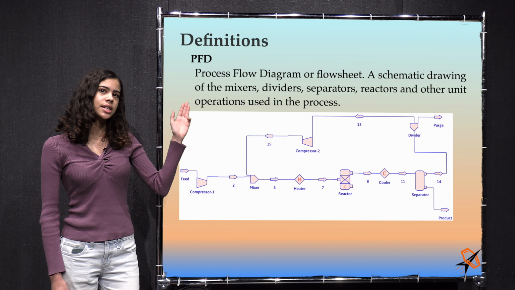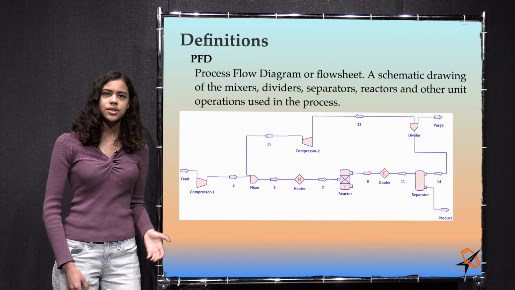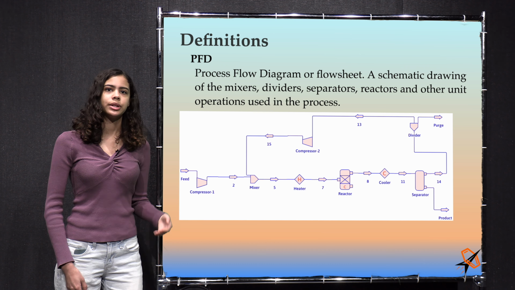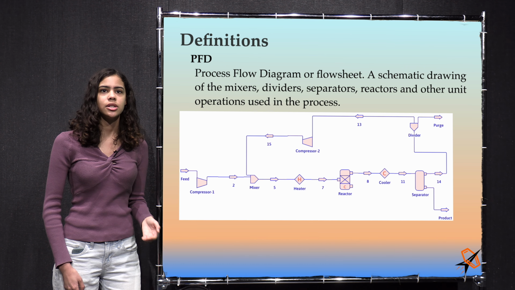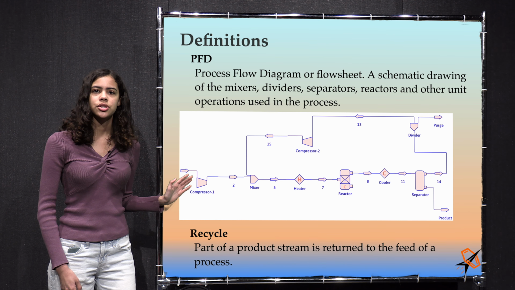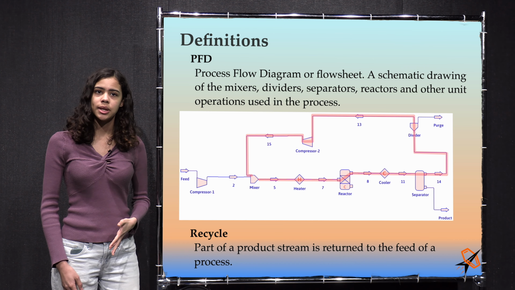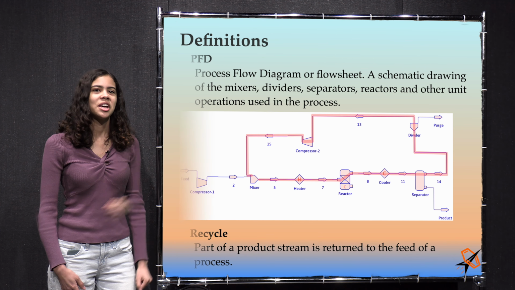PFD. Process flow diagram or flow sheet. A schematic drawing of the mixers, dividers, separators, reactors, and other unit operations used in the process. Recycle. Part of a product stream is returned to the feed of a process. The recycle loop in this PFD is highlighted in red.